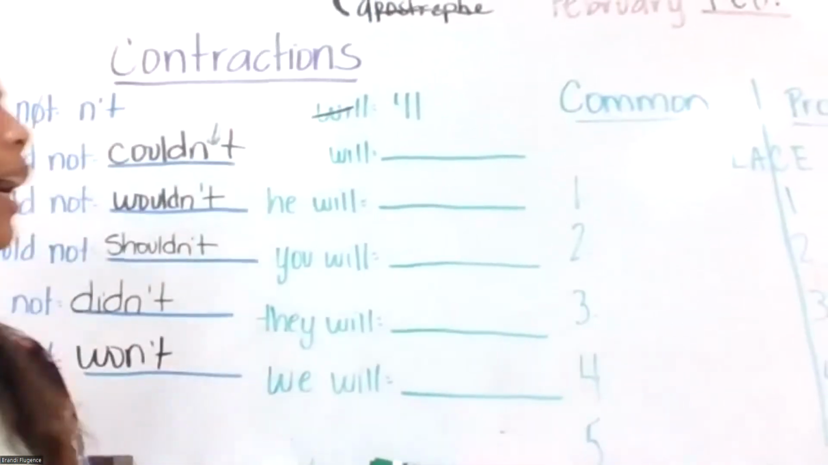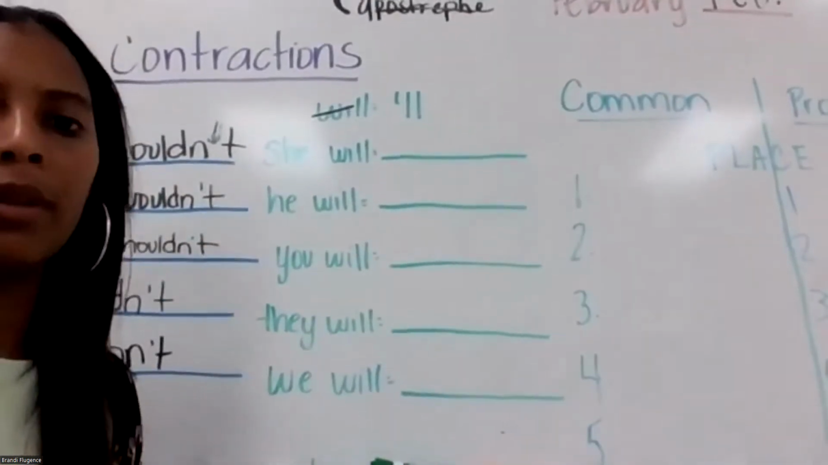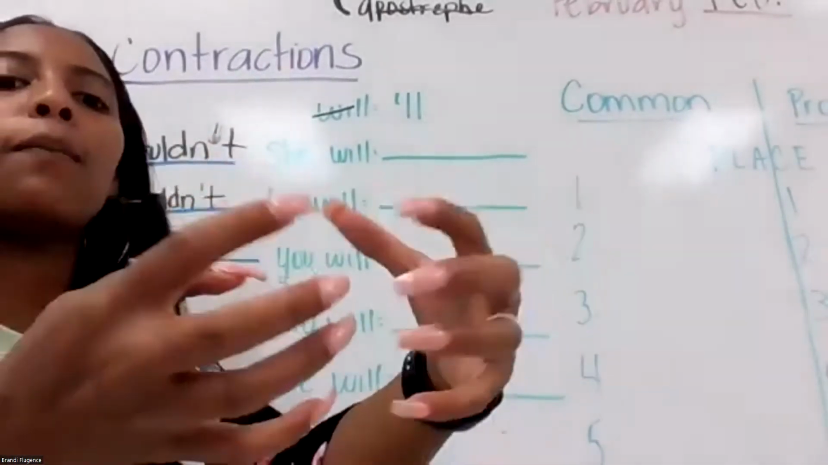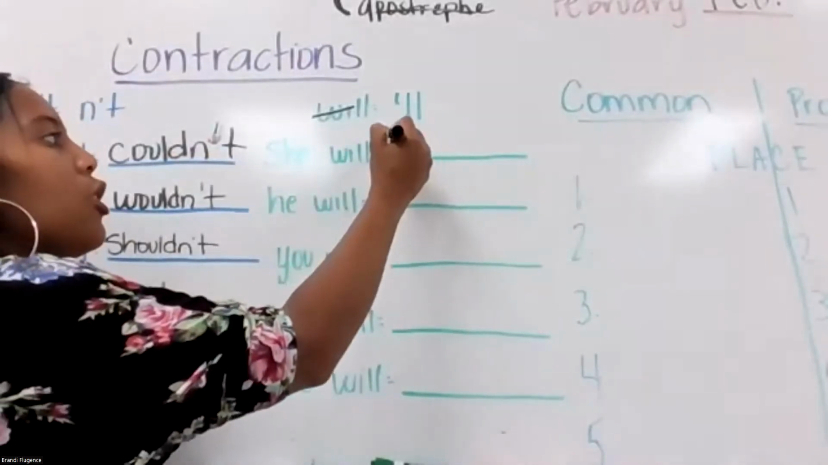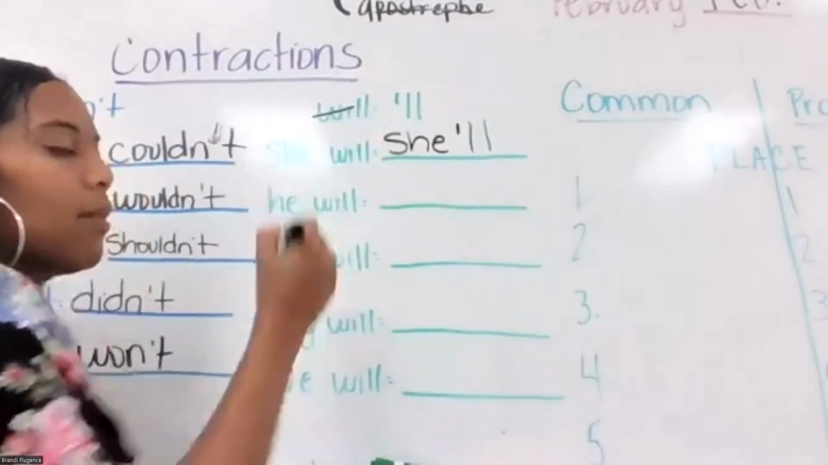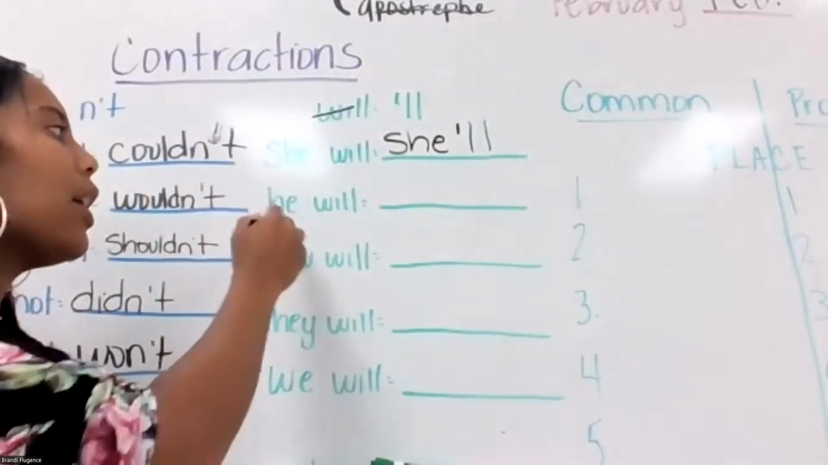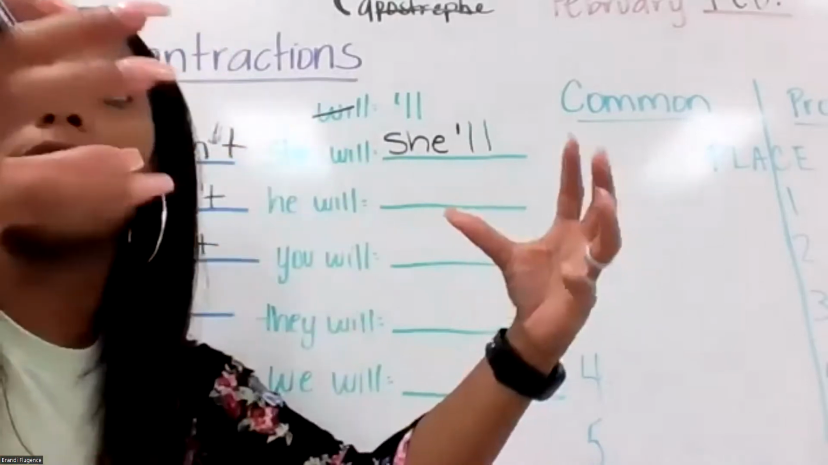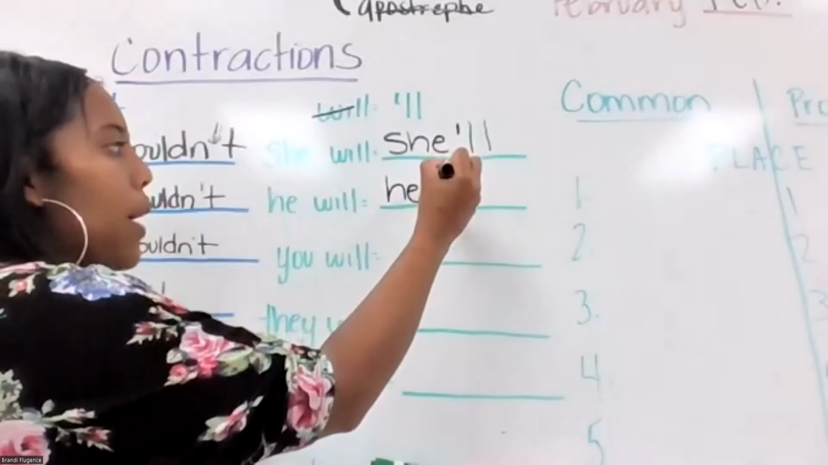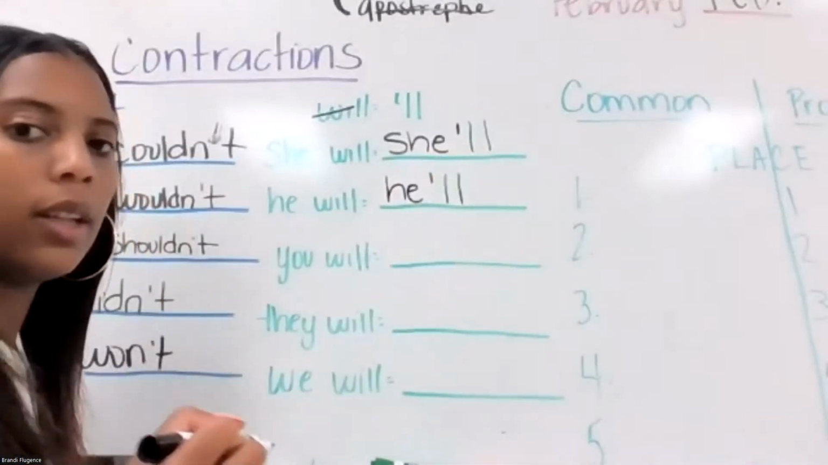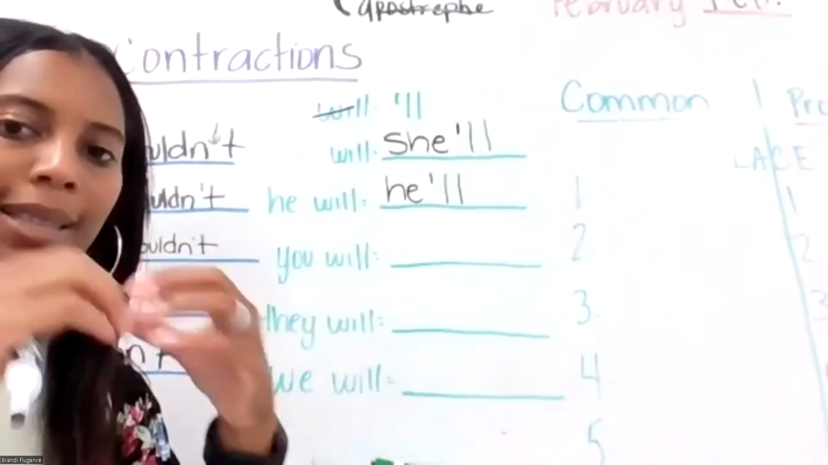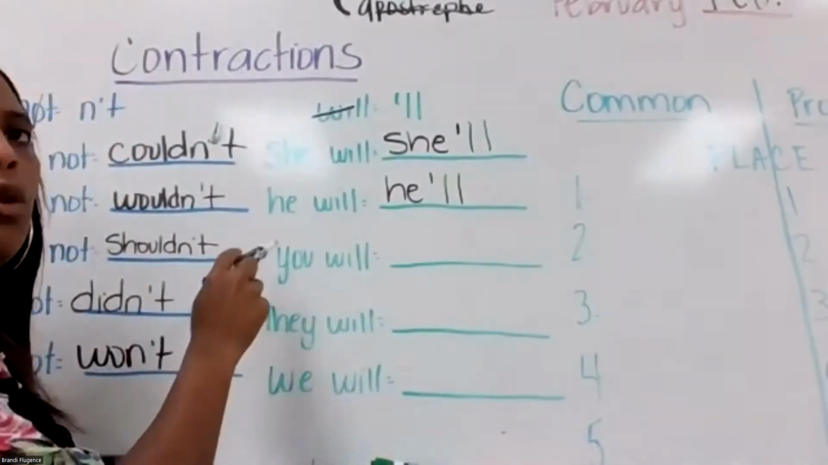So look at this one. I have she will. These are my two words, she and will. And I want to put them together. Guess what it becomes? She'll. SHE apostrophe LL. We took out WI. He will. When we have he and will, we contract it, put it together. It becomes he'll. HE apostrophe LL. That means he will. If we break it back apart, it's he will. But together, it's he'll.